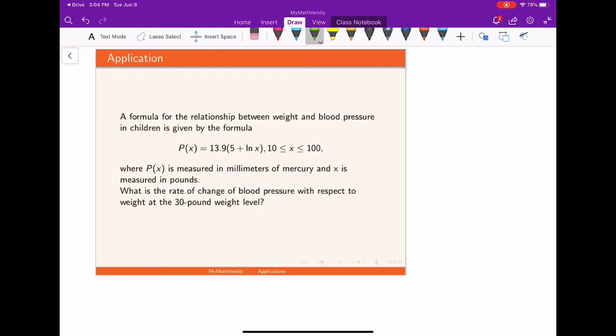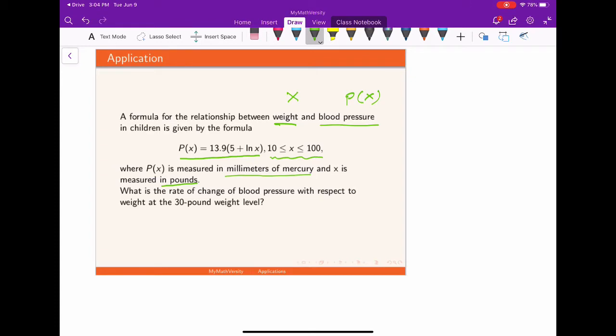A formula for the relationship between the weight and the blood pressure in children is given by P of x equals 13.9 times (5 plus ln x), and this formula is valid when the value of x is between 10 and 100. Here the weight is x and the blood pressure is represented by P of x. Remember, P of x is measured in millimeters of mercury and x is measured in pounds. So those are the given units.